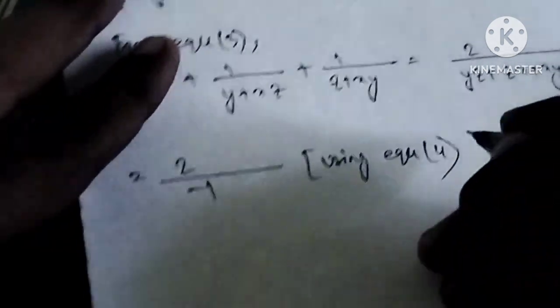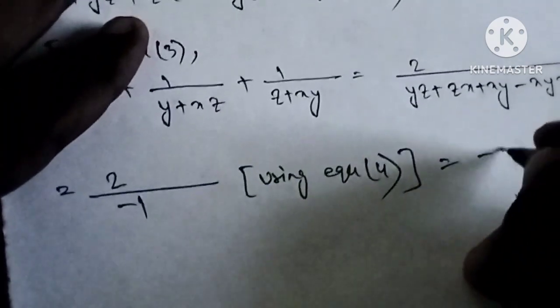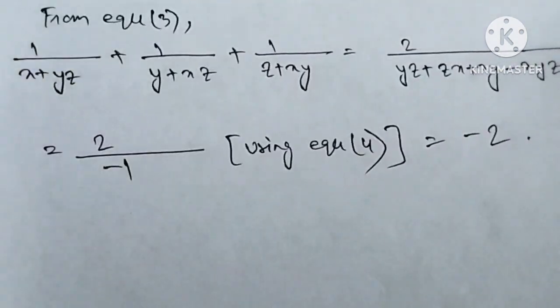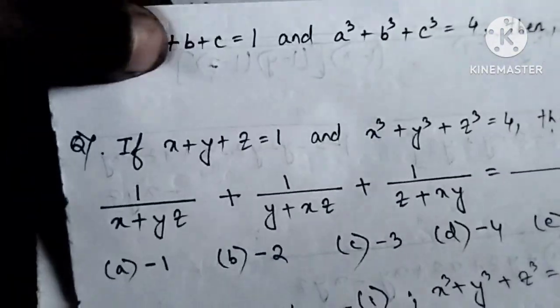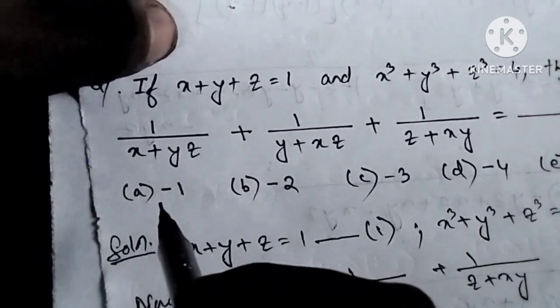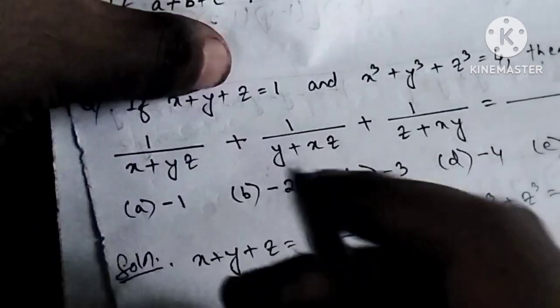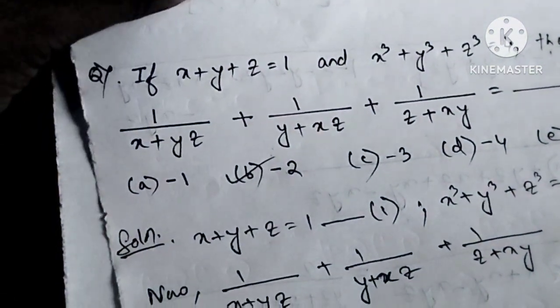using equation 4. So what is the final value? 2 by minus 1 is minus 2. So what is the answer? Minus 2. So see the options: minus 1, minus 2, minus 3, minus 4 and 2. Answer is minus 2. So option number B is the correct option. Clear? Thank you.